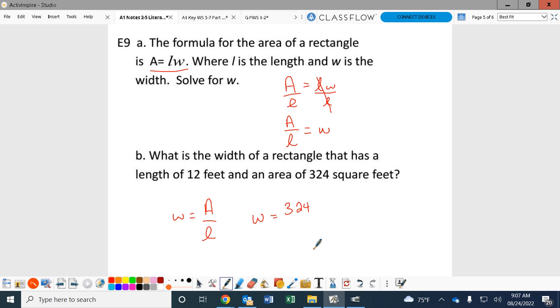On the bottom, the L. What is the L going to be? 12. And then, guys, what is it that you do to get this answer? All you do is what? Divide. What is 324 divided by 12? 27. There you go. And your answer, guys, does need to be an answer. So it's going to be 27 what?